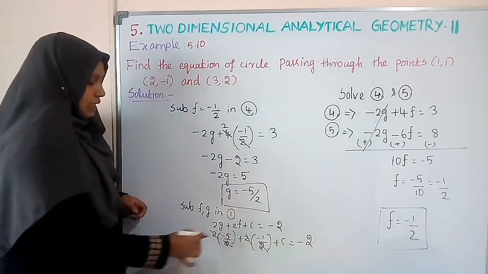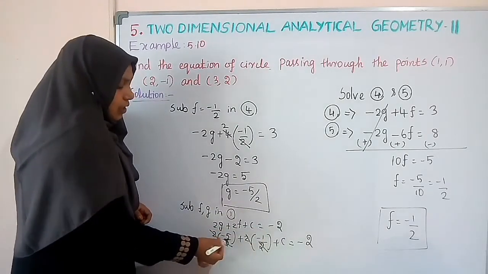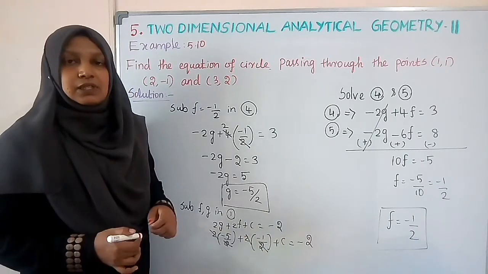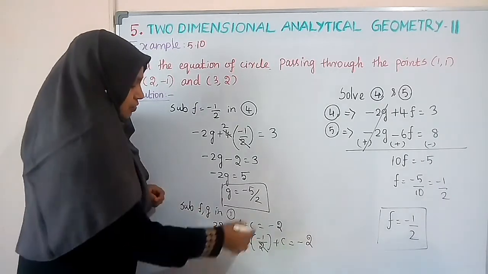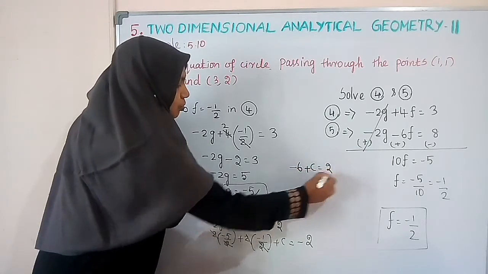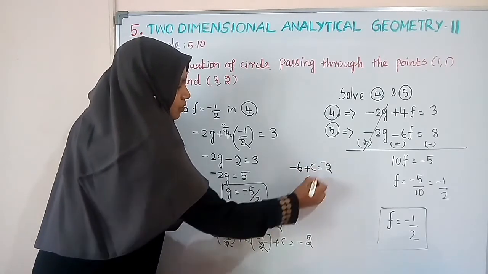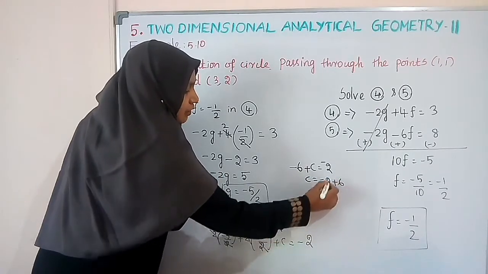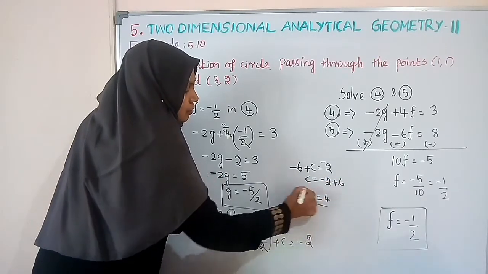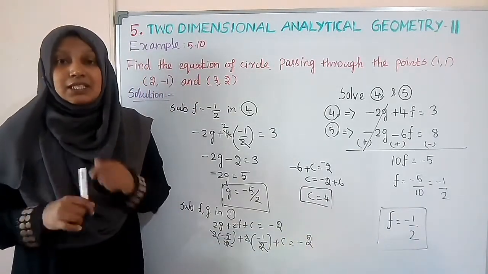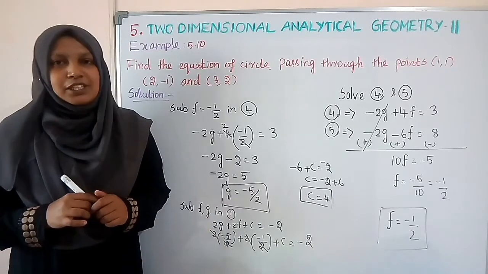Here also the 2 is eliminating. The remaining values are minus 5 plus minus 1. So minus 5 plus minus 1 is minus 6. So we have -6 + c = -2. c = -2 + 6. So we get c = 4. So here we got the values of f, g, c using the elimination method.